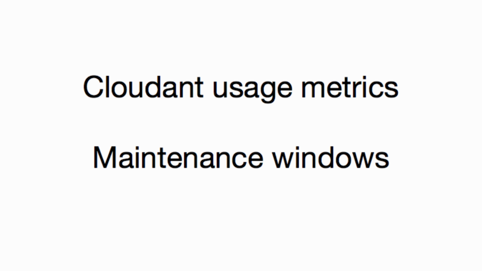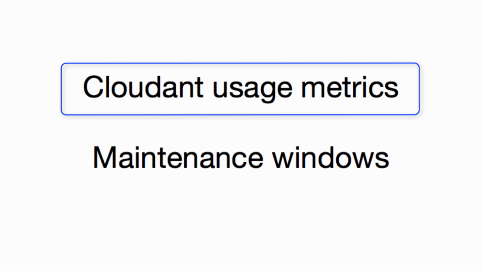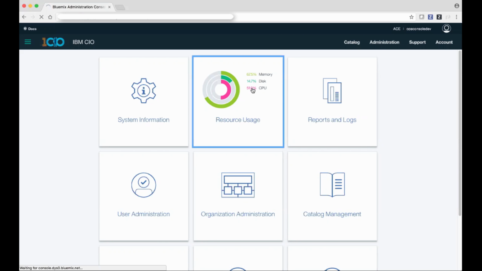Welcome to the August update from the Bluemix Dedicated Admin Console team. There are two main deliverables this month: cloud and usage metrics and changes to the scheduling of maintenance windows. Let's start with the cloud and usage metrics first.